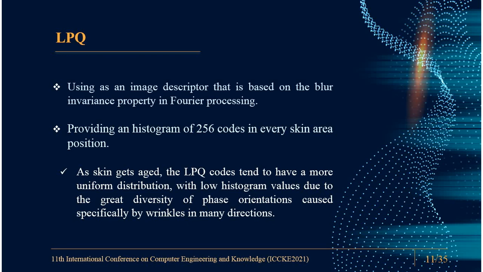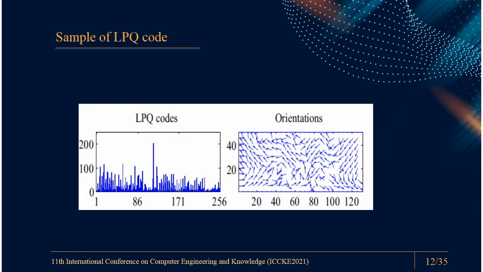The next feature is LPQ. It is used as an image descriptor that is based on the blur invariance property in Fourier processing, and it provides a histogram of 256 codes in every skin area position. As skin gets aged, the LPQ codes tend to have a more uniform distribution, with low histogram values due to the great diversity of face orientation caused specifically by wrinkles in many directions. And in this slide, you can see a sample of an LPQ code and its orientations.